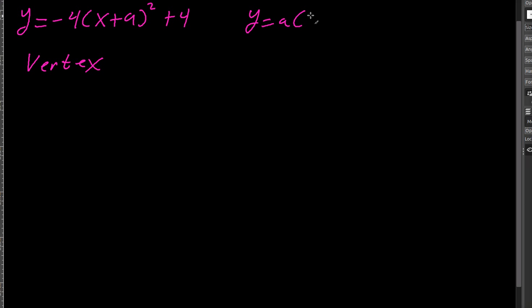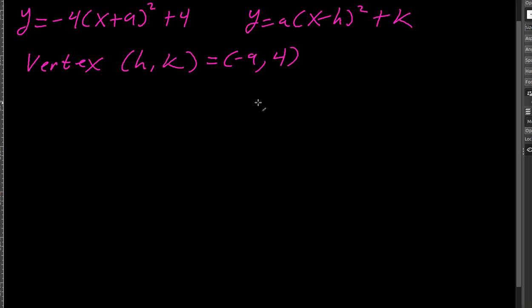Now, let's see. If I looked at something like y equals negative 4 times x plus 9 squared plus 4, and I want to know the vertex, well, this should be fairly simple because we're looking at something that's already in vertex form. Okay, so remember that the vertex is h and k. Also remember that the formula has a negative sign right there. So if I have positive 9, that must mean that I had a negative 9, okay? And for k, well, that's just going to be simply 4. So the vertex is very simple to gather.